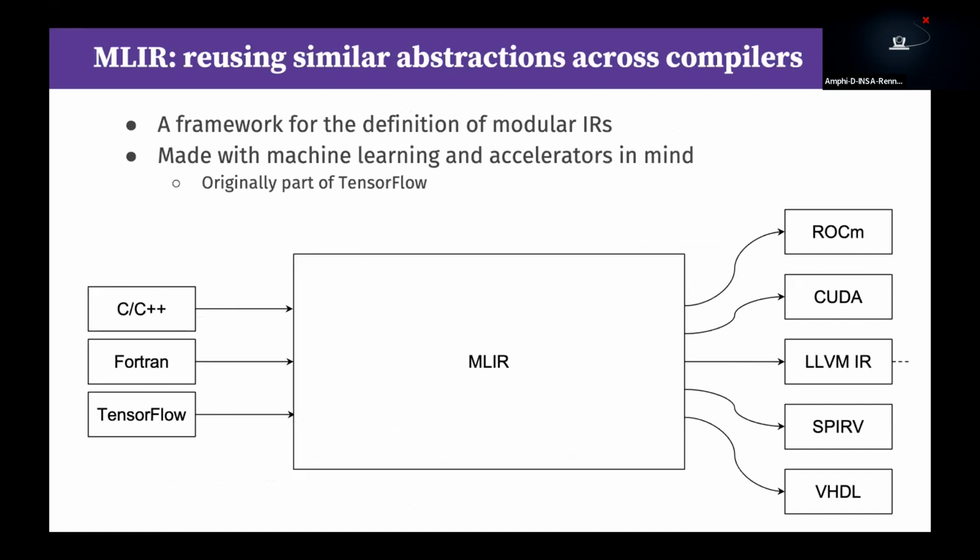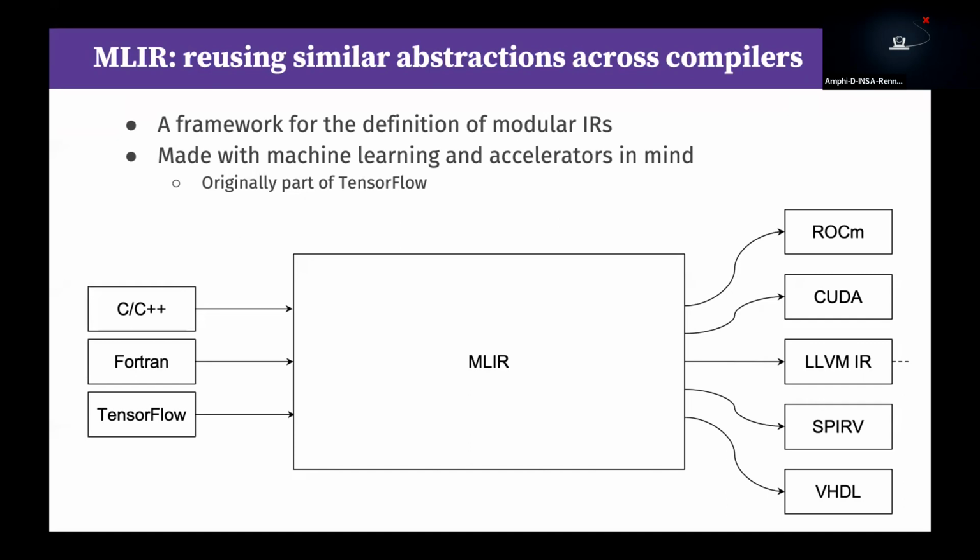It's by raising similar abstraction across different compilers. So it's a framework for the definition of modular IRs. It was made with machine learning and accelerators in mind, and MLIR was originally part of TensorFlow, pushed a lot by Google. And we're going to start with different languages like C, C++, Fortran, TensorFlow, etc.